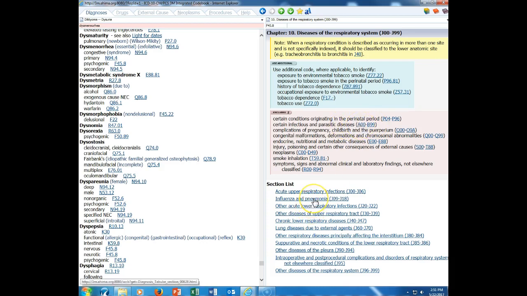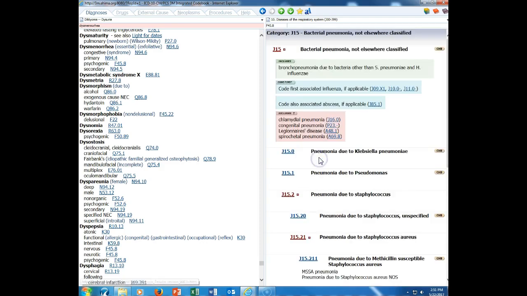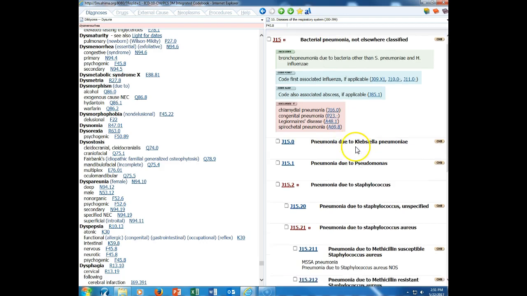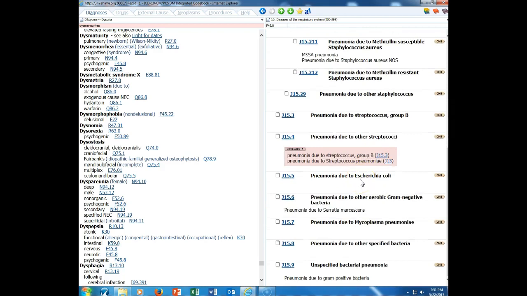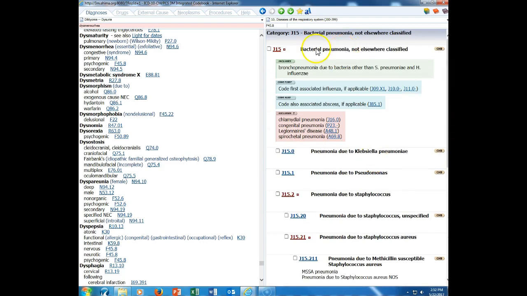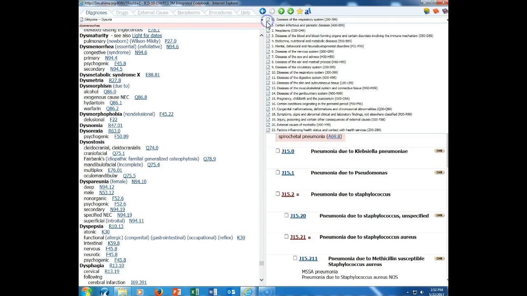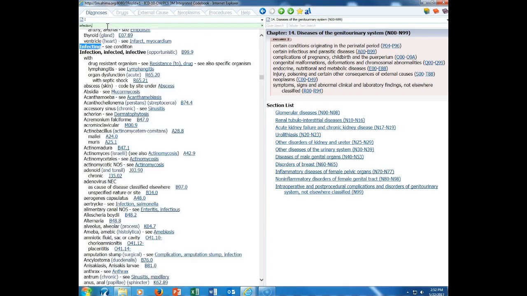If we have influenza and pneumonia, we may have a bacterial pneumonia, and you can see that there are organisms associated with these bacterial pneumonias. But if we have an organism and there is not a specific code for it, a combination code for it, then we would have a code from chapter 1. Okay, so I'll show you another example.